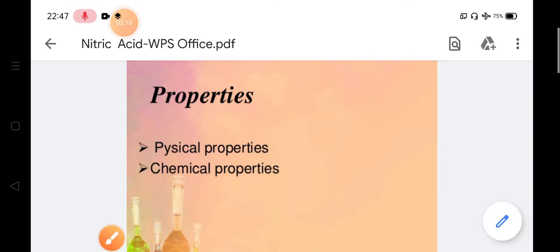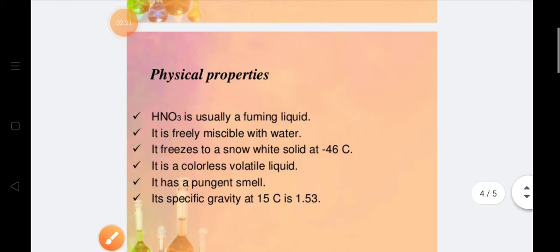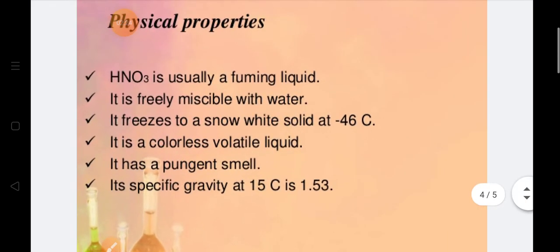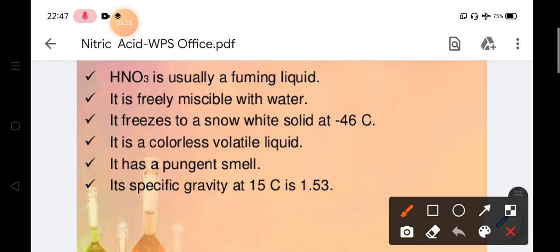So what are the physical properties of HNO3? As you know, HNO3 is usually a fuming liquid. Why is it a fuming liquid? Because it is a highly volatile liquid. It is highly volatile, that is why it behaves as a fuming liquid, meaning it always evaporates some amount of HNO3 in gaseous form. That is why it is observed as a fuming liquid.